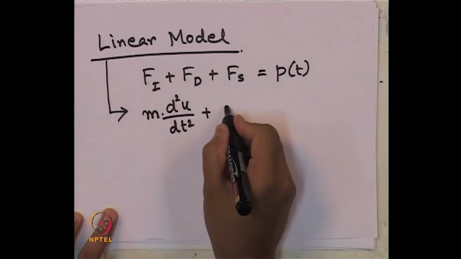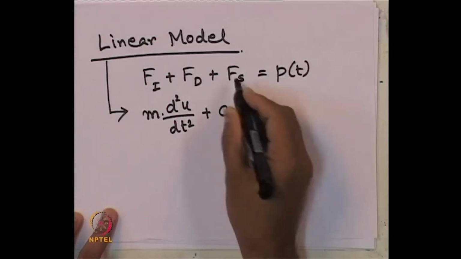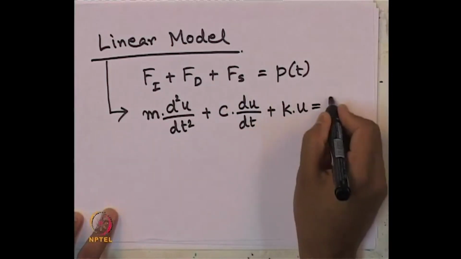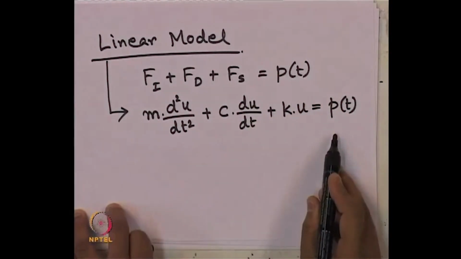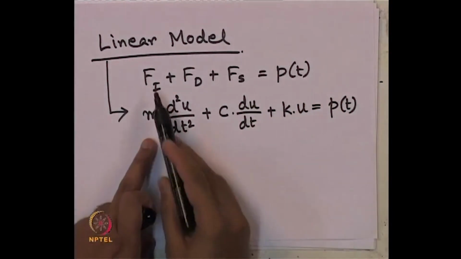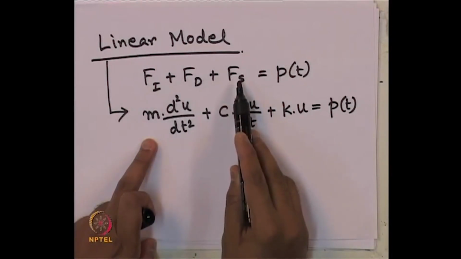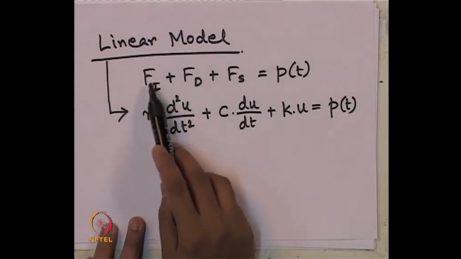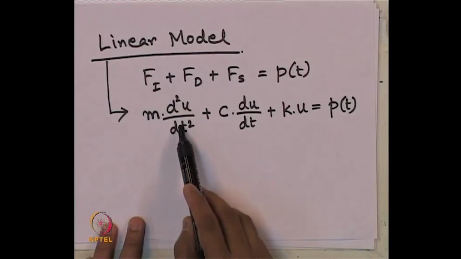What is the damper force? c times du/dt. What is the spring force? k times u, that equals p(t). So, this equation we have written based on the nature of the inertia force, damper force and spring force, by considering them to follow the linear model, that is a linear system where mass is not changing, then this equation is valid.